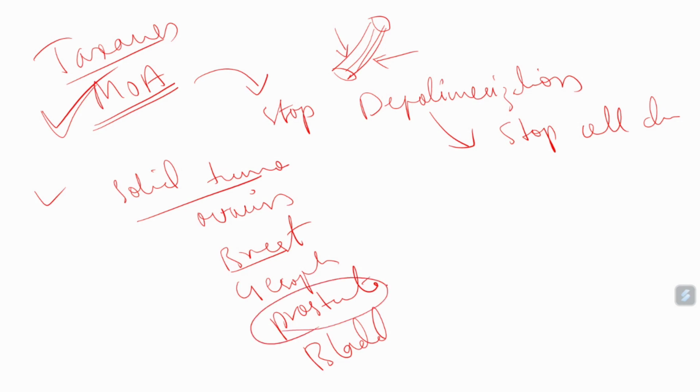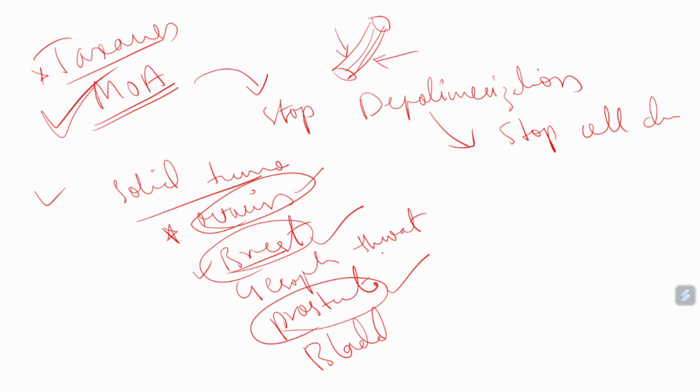Prostate, which is related to genital; breast, which is related to genital; ovary, which is related to genital. Okay, so taxanes are particularly used for breast cancer, ovarian cancer, gastroesophageal throat cancer, prostate cancer, and bladder cancer. So these are important tissues you have to remember for taxanes. These are important for these solid tumors.